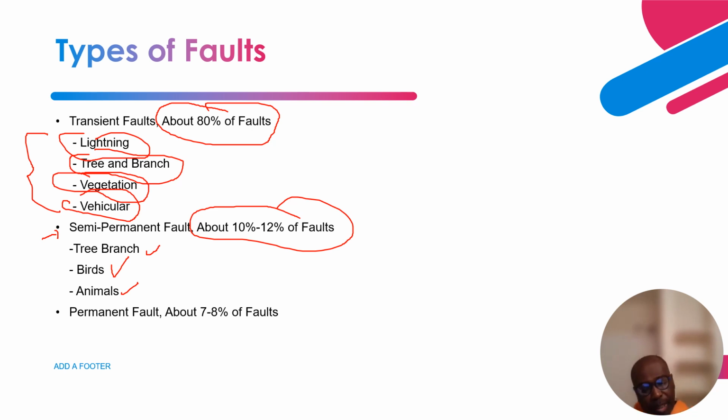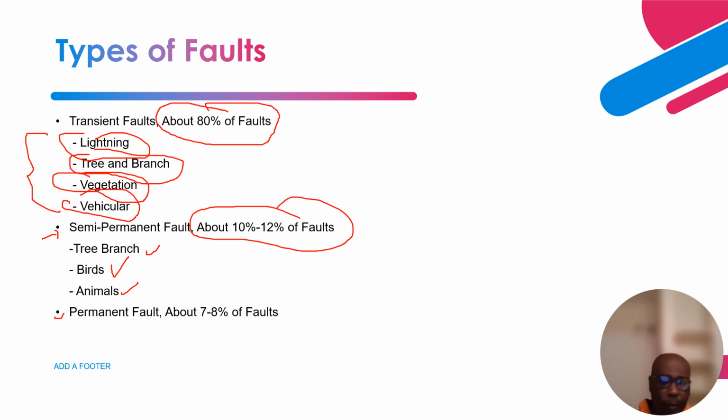And usually it takes the needed action of an operator to come there and remove the squirrel from that position that the fault came. Then, lastly, you can have a permanent fault. Permanent fault is about 7 to 8% of the faults that occur.